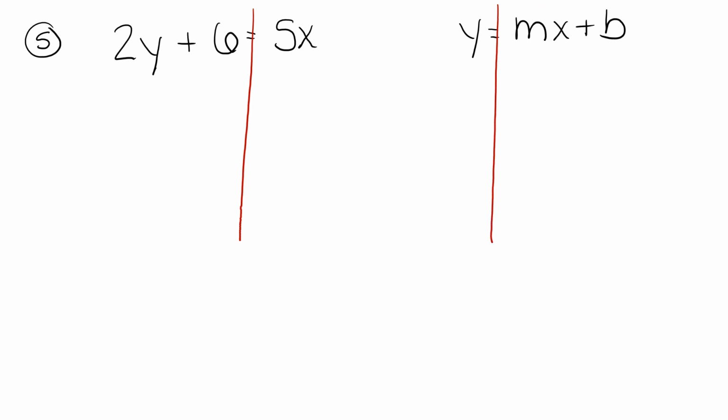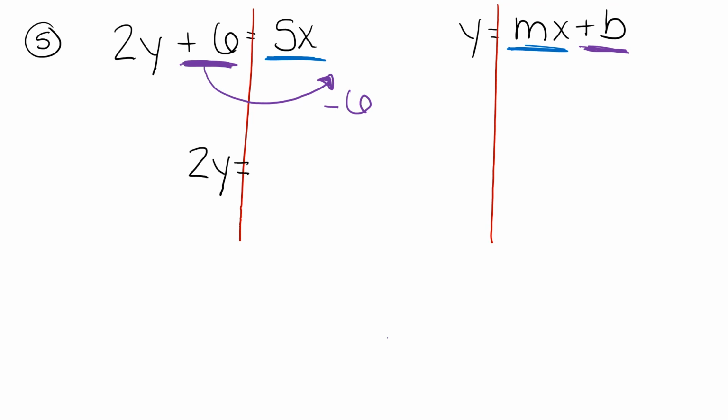Now, this equation is different. The 5x is already on the right-hand side, so it's already in the correct spot. Instead, we need to move the plus 6 because the plus b needs to be here on the right-hand side all the way at the back. So when we move the plus 6, we do the opposite. We do a minus 6. Now let's rewrite what we have. We still have the 2y because we haven't solved that part yet. The 5x can stay where it is because it's already good to go. And we've changed this plus 6 to a minus 6 so we can write it in slope-intercept form.